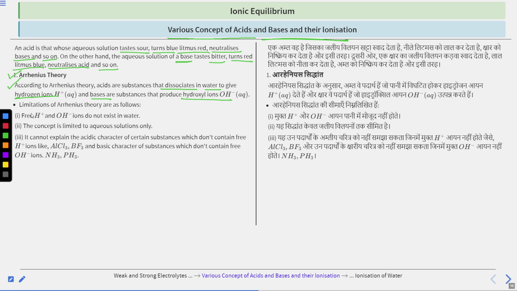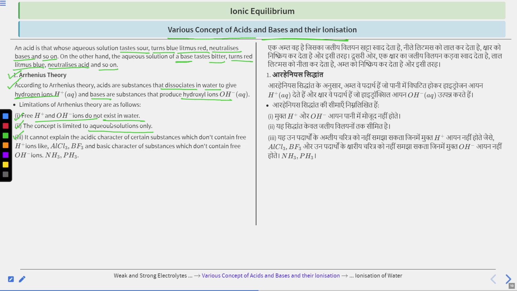Now, there are some limitations of the Arrhenius theory. First, free H positive and OH minus ions do not exist in water, right? Then how can you say that this is an acid and this is a base? Second, the concept is limited to aqueous solutions only. Because it says that in the aqueous solution, if a substance is producing hydrogen ions, that is an acid, and if a substance is producing hydroxyl ions, that is a base, right? So this concept is limited to the aqueous solution. What about the other kinds of solutions?